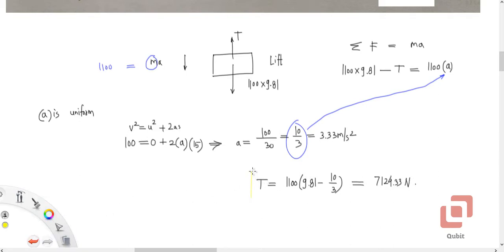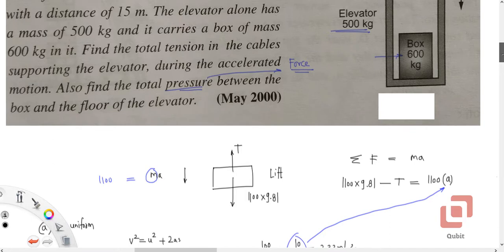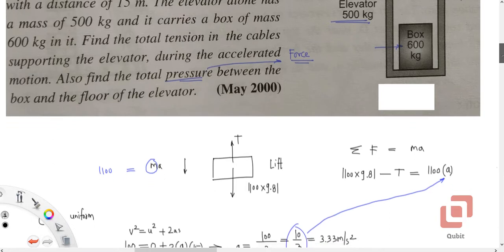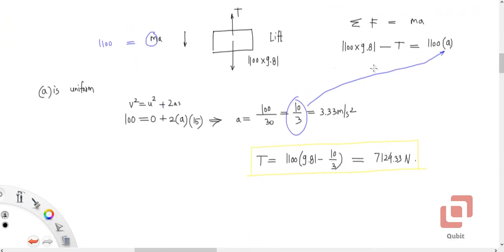Okay, so we have found out the first unknown, that is tension. Next, also find that during the accelerated motion, the total pressure between the box and the floor of the elevator. Now if you consider the free body diagram of the box, it will be different from the free body diagram of the entire elevator or lift. Since the cable is not in direct contact with the box, we can't show tension there, but we have to show the normal reaction.